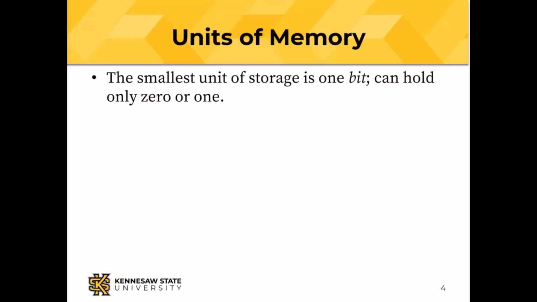The smallest unit of storage is 1 bit. It can hold only a 1 or a 0. Claude Shannon, whom you meet, I think, in chapter 2 of the textbook, showed that the smallest unit of information is also 1 bit. The word bit is a contraction for binary digit. So 1 bit, 1 binary digit.